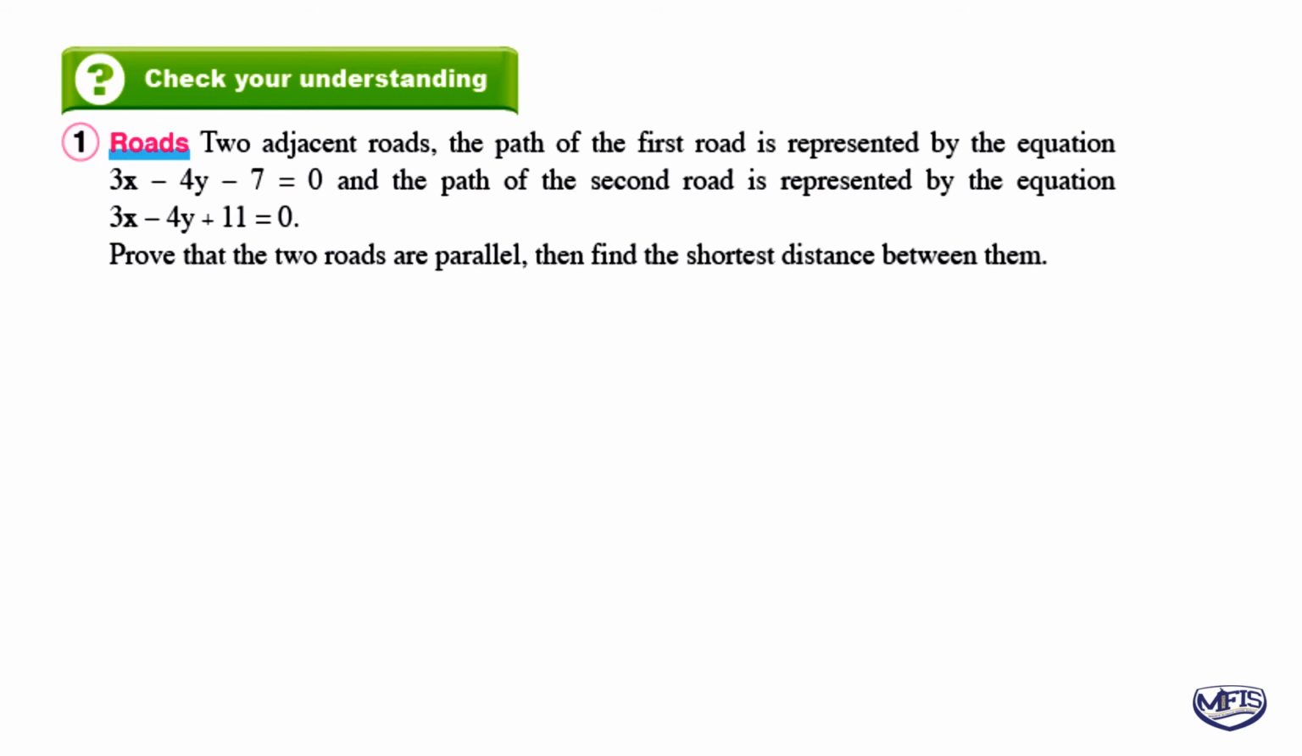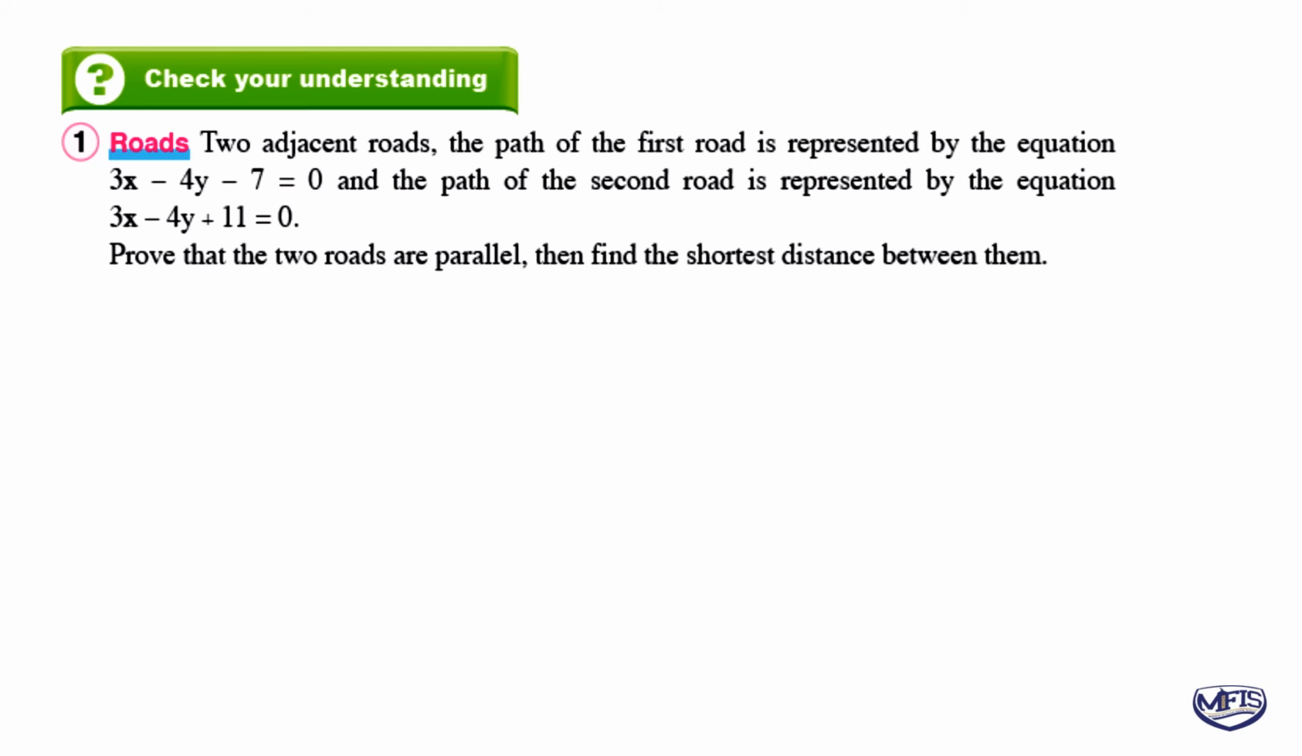So we have another example. We have two roads, two adjacent roads. The path of the first road is represented by the equation 3x minus 4y minus 7 equals 0, and the path of the second road is represented by the equation 3x minus 4y plus 11 equals 0. Firstly, prove that the two roads are parallel, then find the shortest distance between them. The shortest distance between them means we want to find the perpendicular distance.